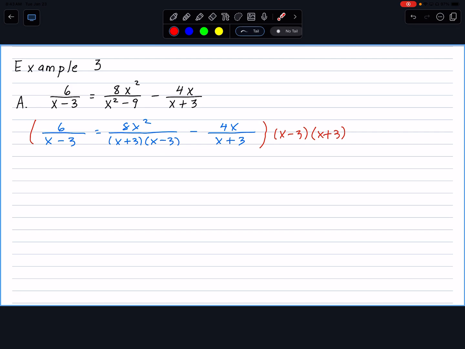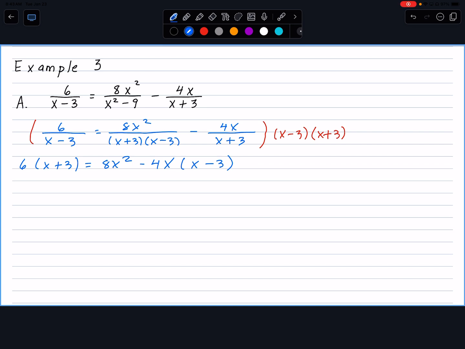From here, we're going to take this and multiply it to each of our fractions. So let's go and do that. For the first one, the x minus 3s are going to cancel out, so I'm just going to have 6 times x plus 3. For the second one, the 8x squared one, both the x plus 3 and the x minus 3 are going to cancel out, so I'm just going to be left with 8x squared. That's kind of nice. And on the last one, the x plus 3s are going to cancel out, so I'm just going to be left with that x minus 3.